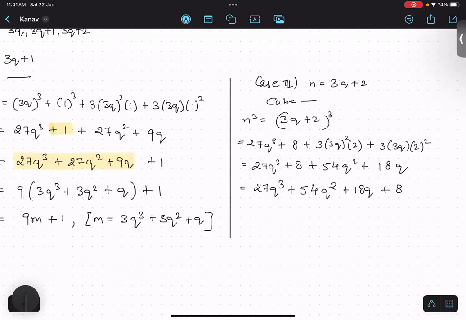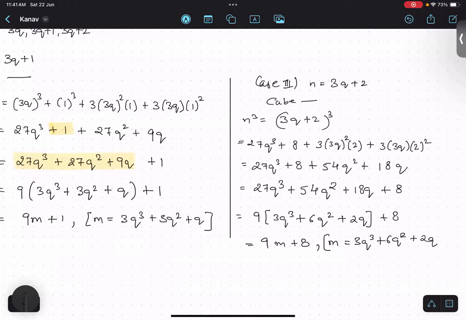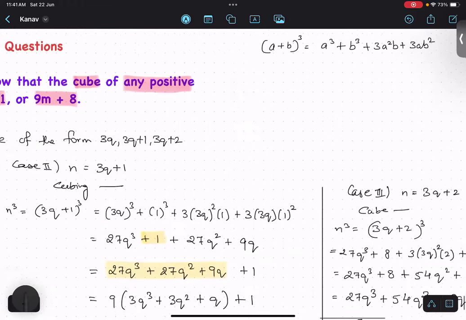Is your answer correct till this step? Yes, I'm good. So 27q cube plus 54q square plus 36q plus 8. It will give me 9m plus 8, where m equals 3q cube plus 6q square plus 4q.